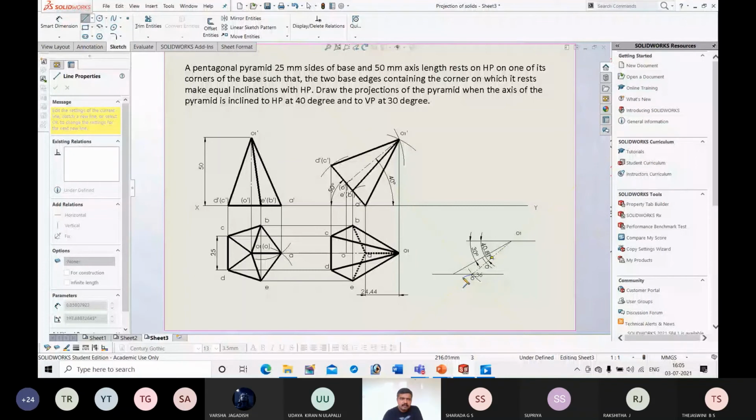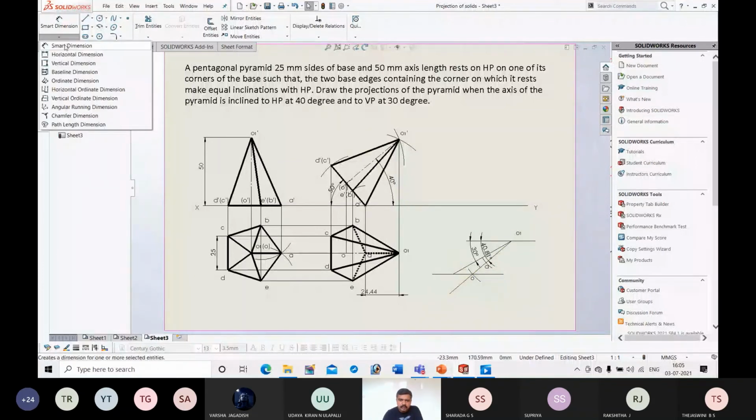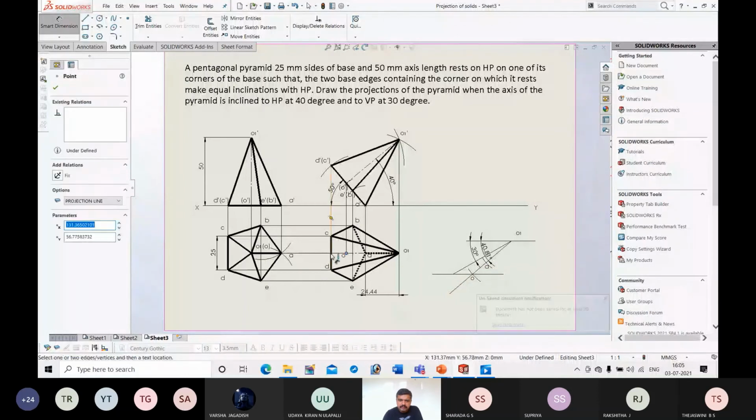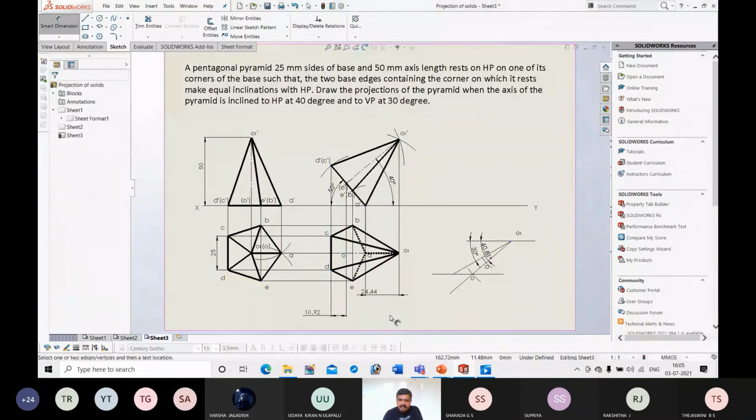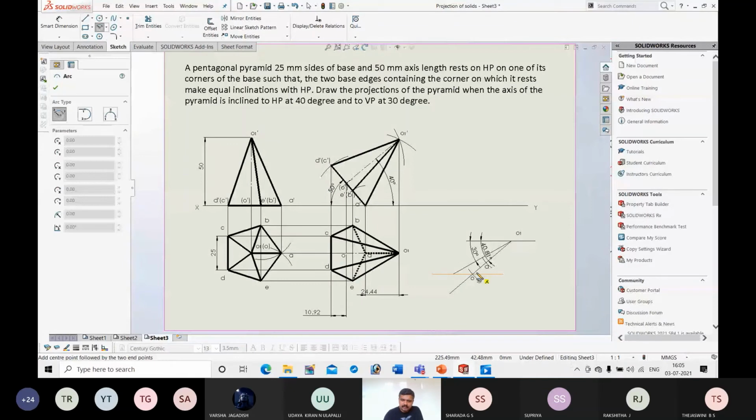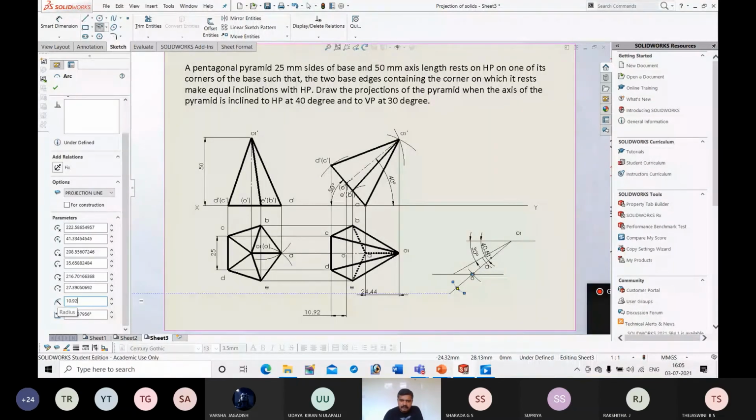Now I will measure the radial distance between O and this point here, O and midpoint of CD here. I will take this radial distance. Now, O as center and this distance as radius, I will draw an arc, that is 10.92. And I will get this point here, center of CD.